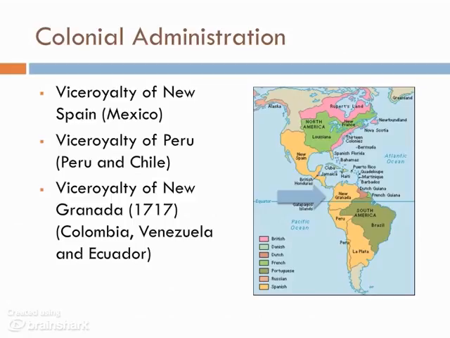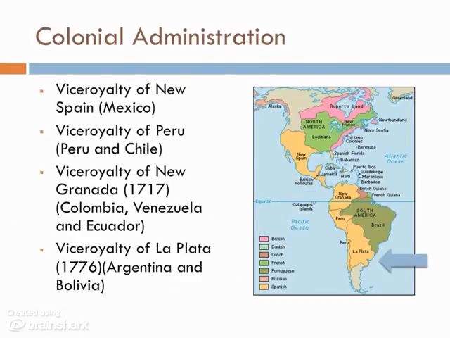The Viceroy system was an efficient way to collect colonial wealth, so in 1717 another Viceroyalty was established, the Viceroyalty of New Granada. Today that Viceroyalty is Colombia, Venezuela, and Ecuador. Then, in 1776, they established the Viceroyalty of La Plata, which is Argentina and Bolivia.